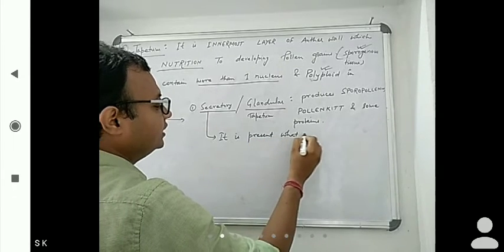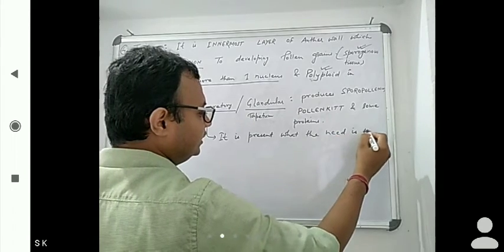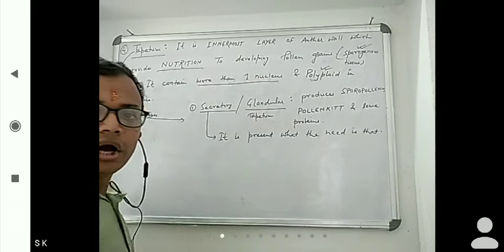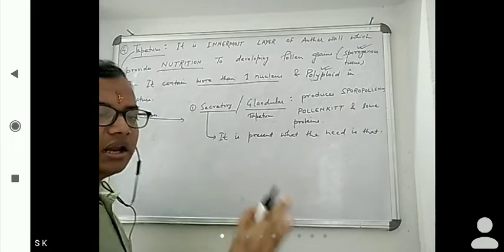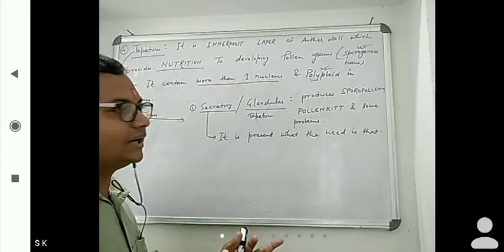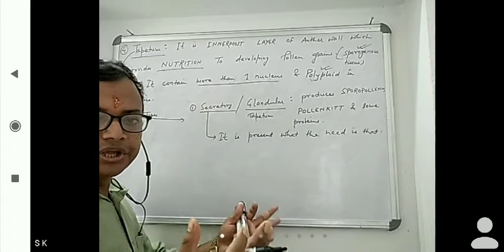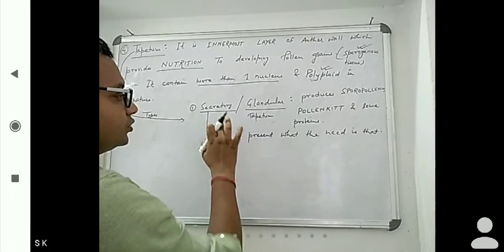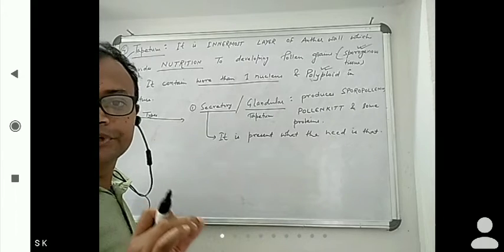It is present. How much energy is required? This secretory tapetum is always giving. Only what are they doing? Multiplication and growing and energy providing. Okay, so this is the first, secretory. So secretory or glandular tapetum is always present.